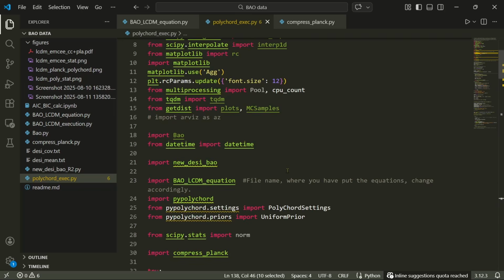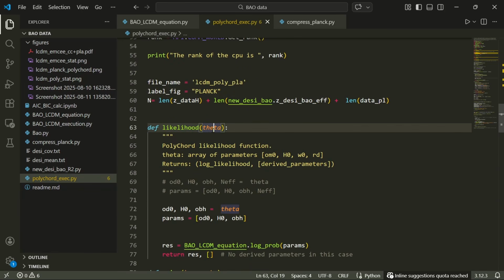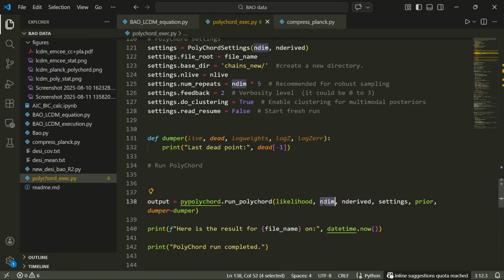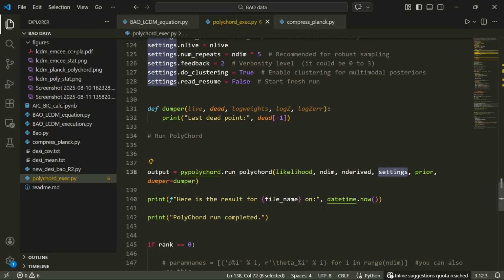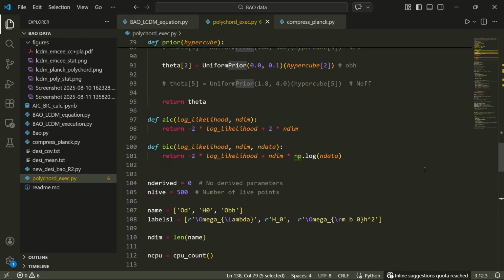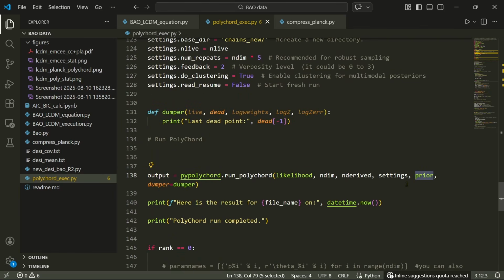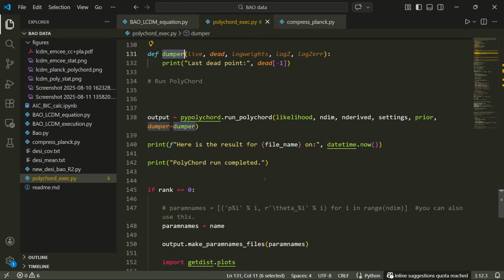From here it will just give you the likelihood. First of all, it will go to the likelihood. Here there is a theta, and from the theta it will take the n dimension. nDerived is already 0. The settings are there, whatever settings you have done, and the prior range that we have already given. This is the definition of the prior. It will give you all the values, right? So the prior will automatically take this n dimension, and the likelihood will automatically take all the prior. dumper equals dumper. It will take all these things. Once it takes them, PolyChord will do the work. You don't have to do anything.